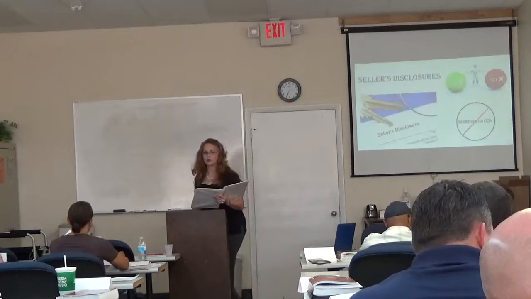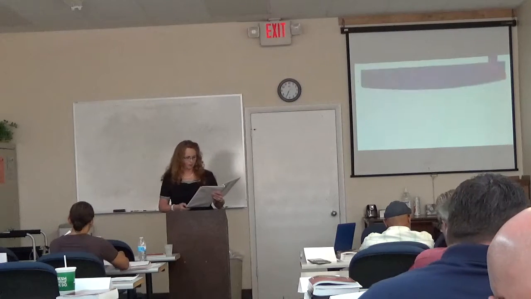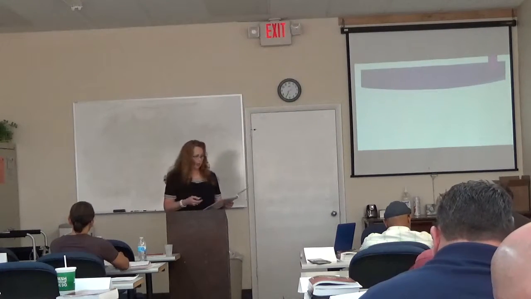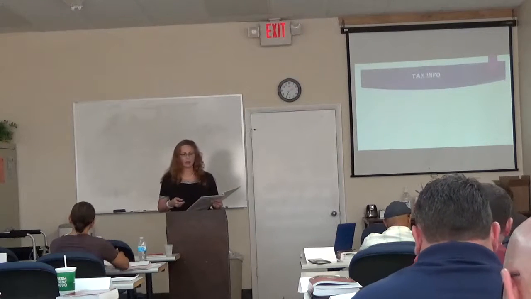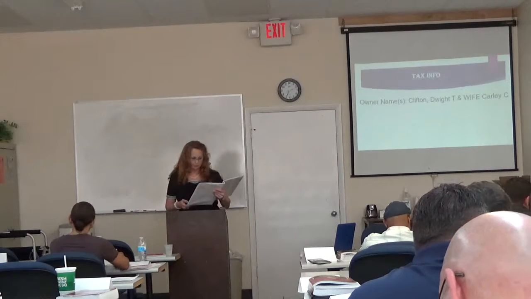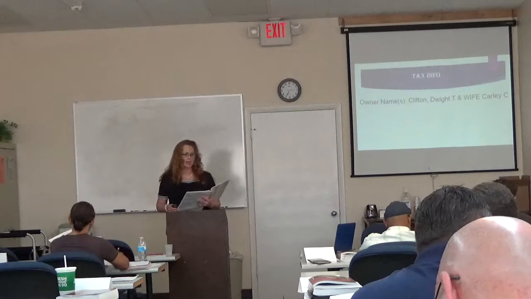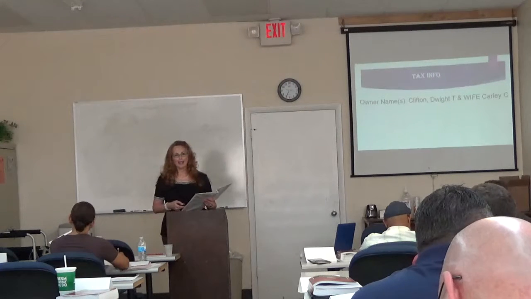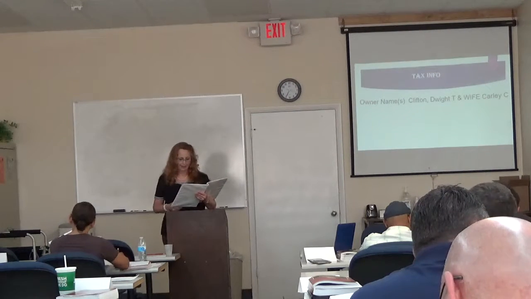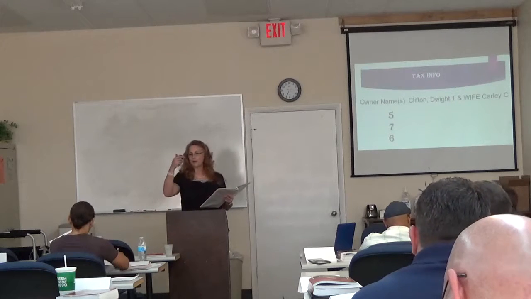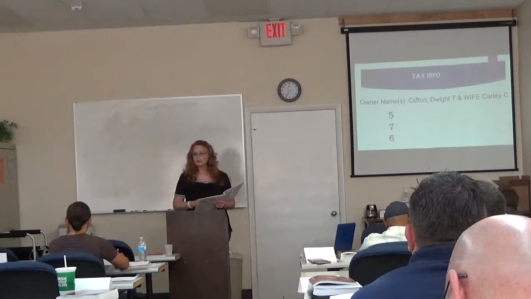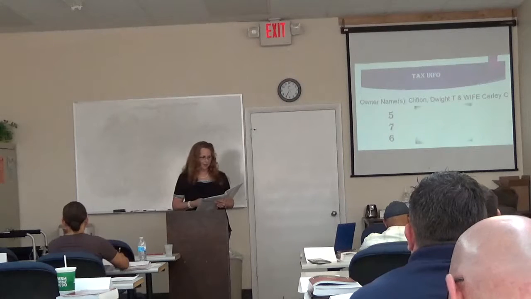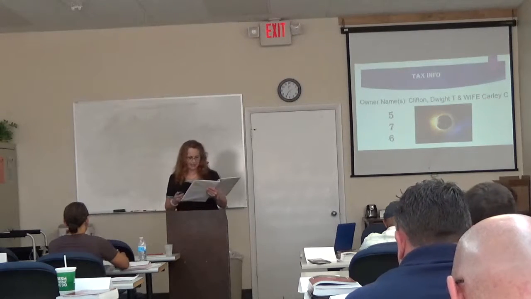These are the disclosures that we have. In regards to the tax records, we know that the sellers' last name is Clifton. It is Dwight and Carly C. Clifton, and the property is 576 what? Eclipse, that's right, 576 Eclipse.